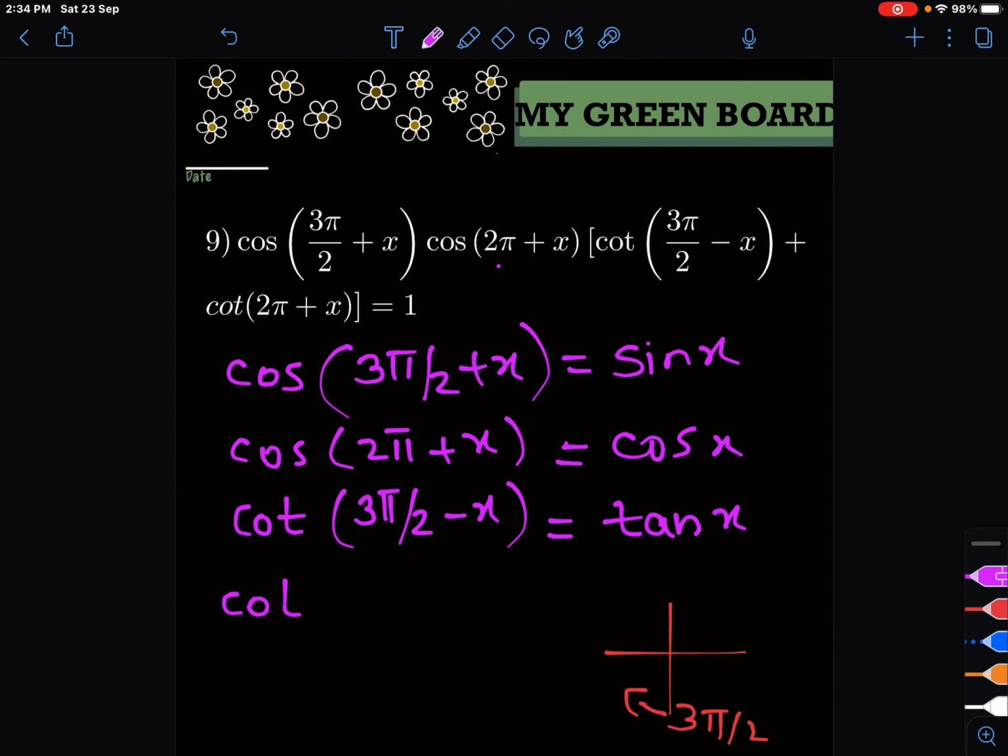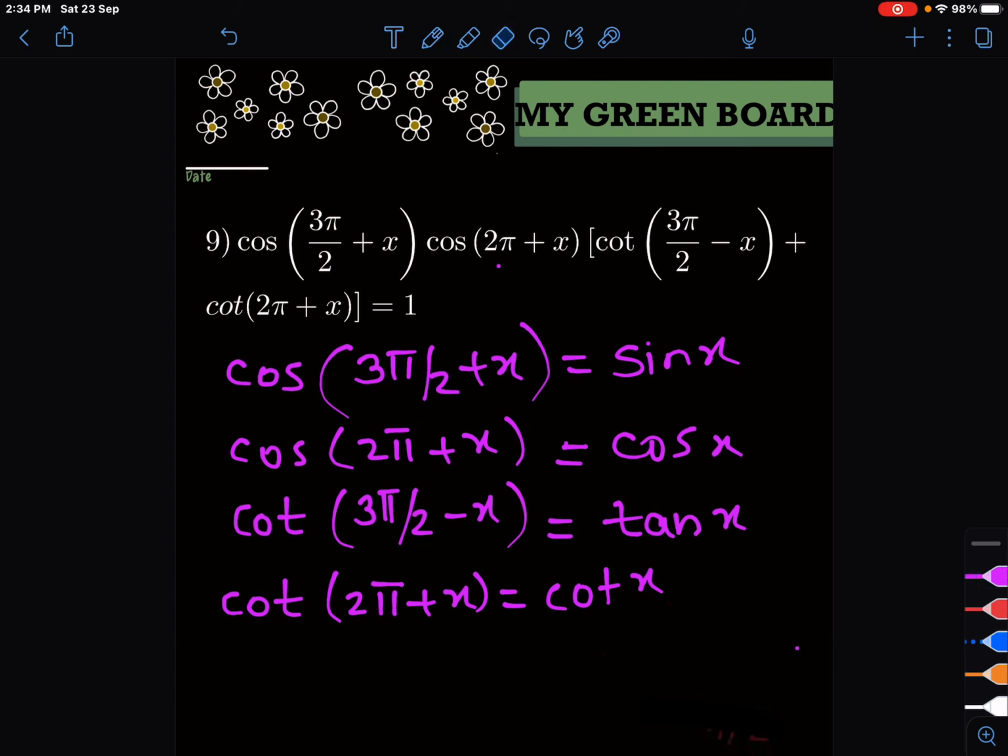cot of 2 pi plus x. Okay, last one. So we'll be getting the same, cot x. Your 2 pi plus x is all positive, so it will become your cot x. Okay, simple. Now just transfer these to the question.